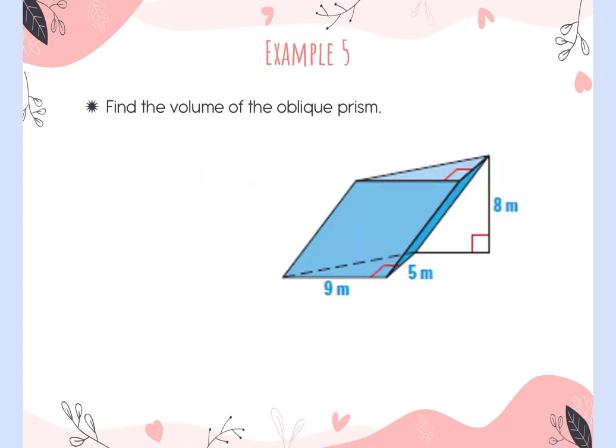All right, example 5. This is an oblique prism. I've never seen a shape like that in my entire life. Well, look at that. First time for everything. What's the formula for the volume of a prism? Base times height. Base area times height. What is the shape of the base? Triangle. Specifically, what kind of triangle? A right triangle.